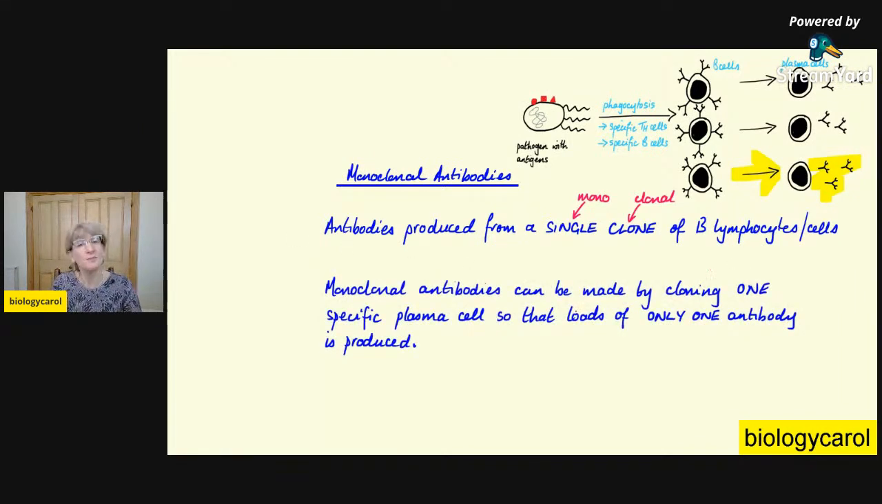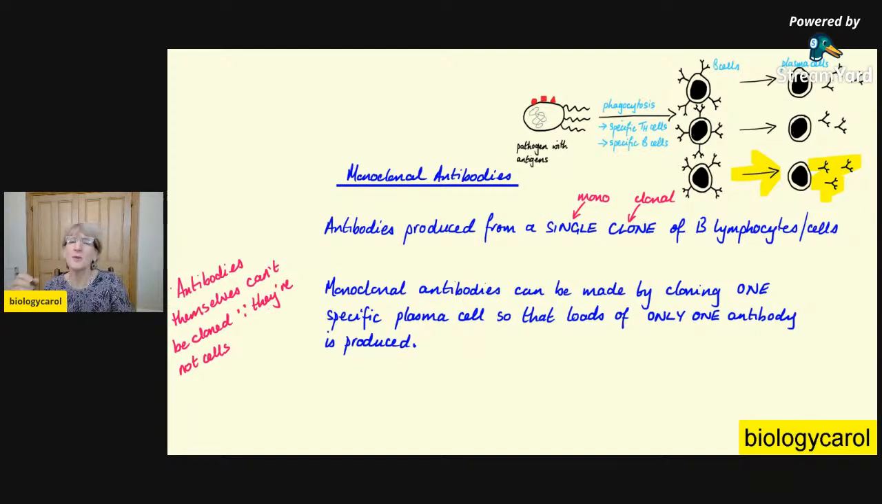Monoclonal antibodies can be made by cloning one specific plasma cell so that loads of only one antibody type is produced. We've worked out how to do this, and you don't need to worry about the details of how this happens. Now, here's my little misconception plug, hopefully a way of you not having this misconception any longer.